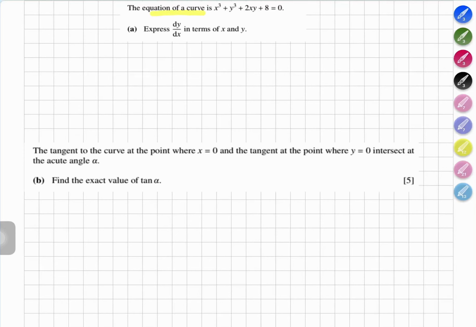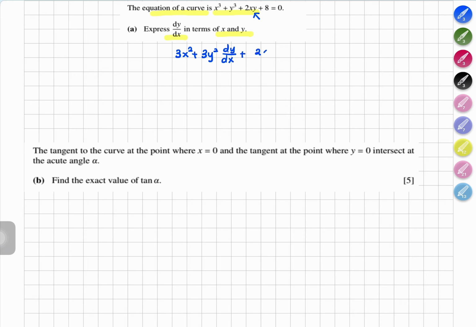The equation of the curve is given. We need to find dy/dx in terms of x and y. When I look at it, I know it's implicit differentiation. So I get 3x squared plus 3y squared dy/dx, and then you apply the product rule.